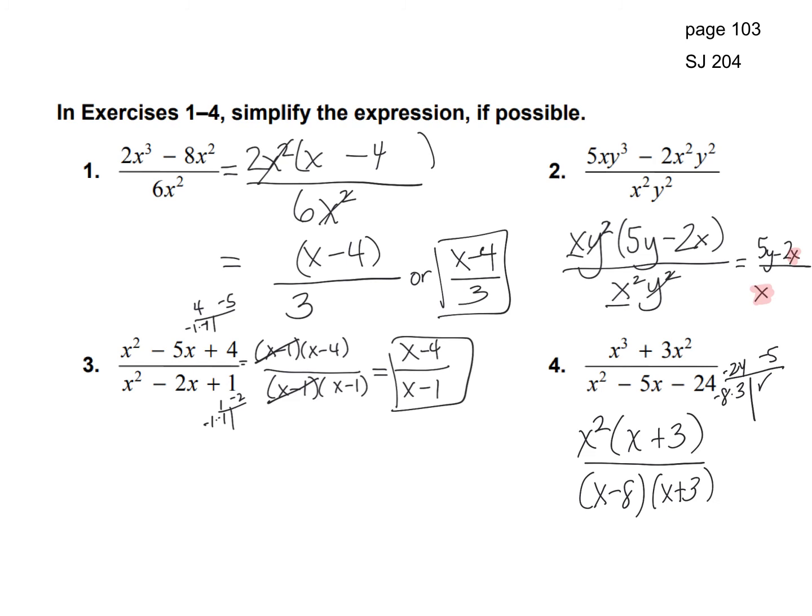Can I reduce anything that's alike in the numerator and the denominator? Yes. These two binomials are the same, so I can reduce. And there's nothing else I can reduce. Please, please, please remember, you cannot reduce the x squared with the x that's in the binomial in the denominator. You cannot do that. Moving on to the next example.